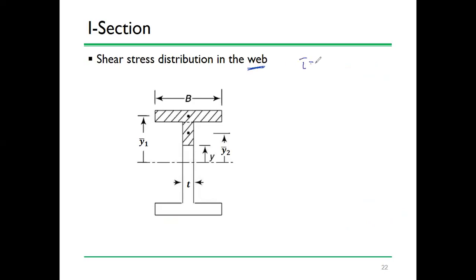Once again, tau is equal to F over I B dot A Y bar. This formula remains. Now, if we are dealing with the web, then from the neutral axis, any point at all. So we are saying that here, we want to find the shear stress here. So as we have learned, it means all the area above that point is a capital A.